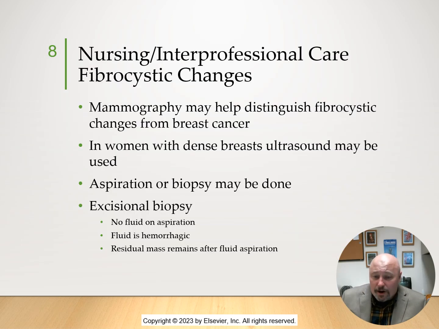There may be a wide variety of interventions used to identify these growths. The first would be mammography, or a mammogram, which may be used to help distinguish fibrocystic changes from breast cancer. In women with dense breasts, an ultrasound may also be used. You could also use interventions like an aspiration or biopsy, even an excisional biopsy, if there is no fluid on aspiration, the fluid is hemorrhagic, or a residual mass remains after fluid aspiration.